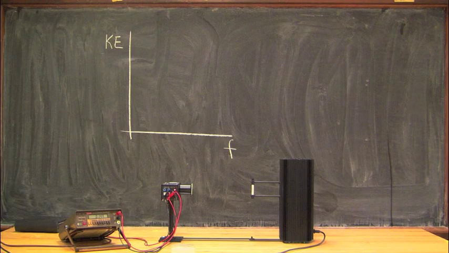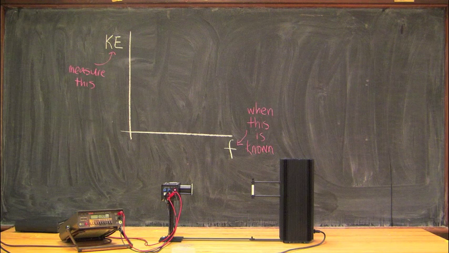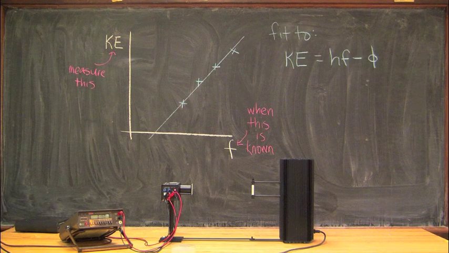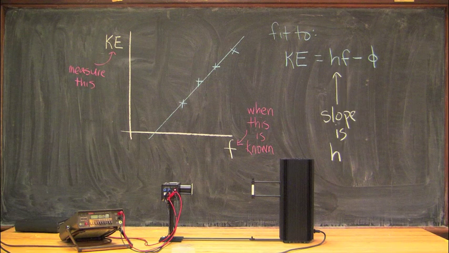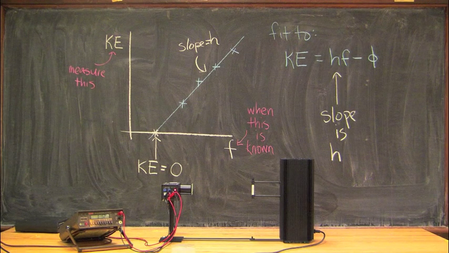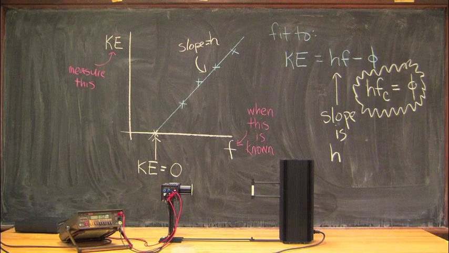So say you wanted to plot the kinetic energy of electrons ejected from the metal versus the frequency of the photons you were shining on it. If you measured the kinetic energies given known frequencies of light, you'd get a series of data points along a straight line. If you fit that data with the equation KE equals hf minus phi, you'd see that the slope of your line is Planck's constant. The x-intercept, where the kinetic energy of the ejected electrons is 0, will be when hf equals phi. This frequency is called the critical frequency, and it is the minimum frequency that would cause electrons to be ejected from the metal.